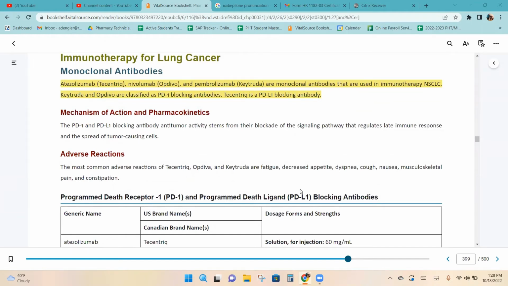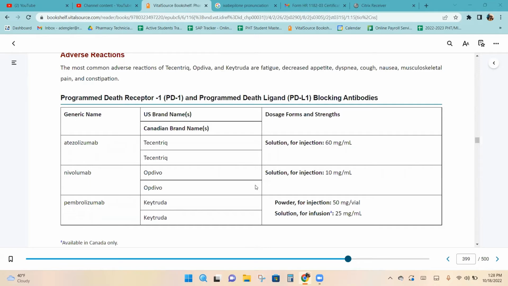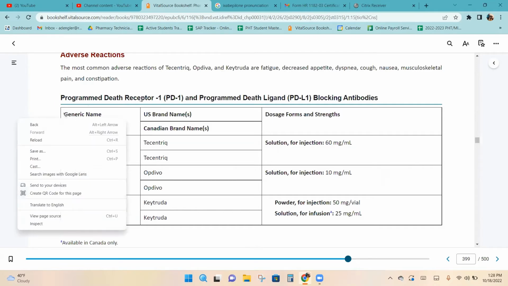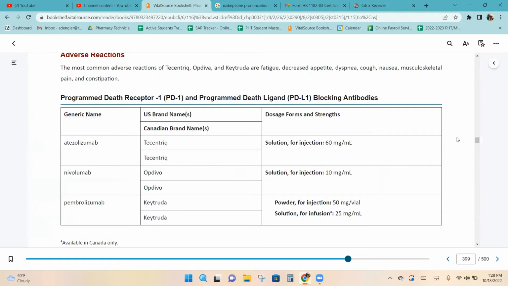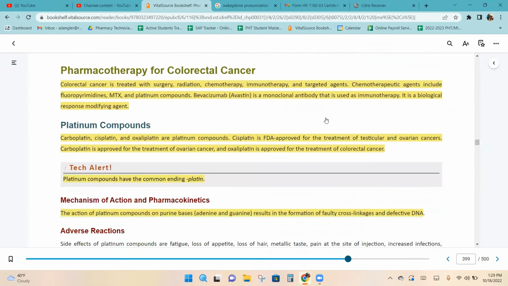Tecentriq, Opdivo, Keytruda, those are all also monoclonal antibodies that are used in immunotherapy for non-small cell lung cancer. Keytruda and Opdivo are classified as PD-1 blocking antibodies. Tecentriq is a PD-L1 blocking antibody. The PD-1 stands for programmed death receptor, and the PD-L is programmed death ligand. These are all solutions for injection or infusion.